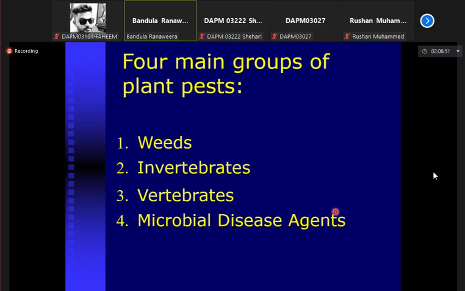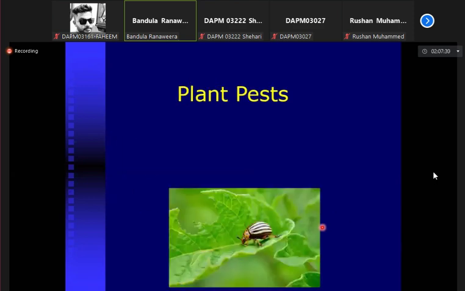But just one thing I would like to say, in each of these groups, there can be some organisms that are neutral. So not all microorganisms are plant pathogens. Not all vertebrates are plant pests. Not all invertebrates are plant pests, but some of them are causing hazards to the crop plants. So these groups become pests, or we name them as pests.